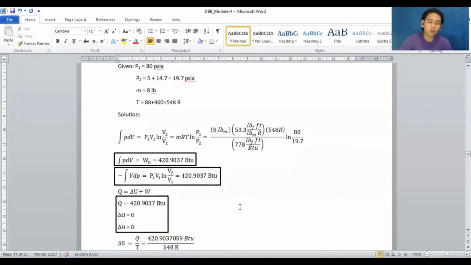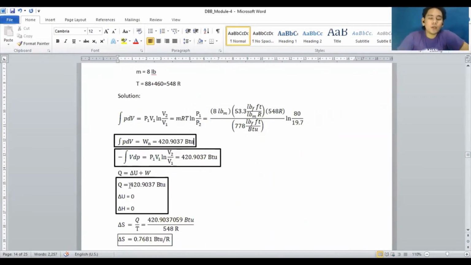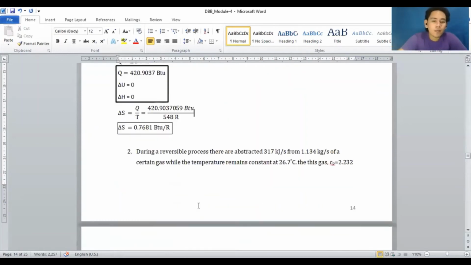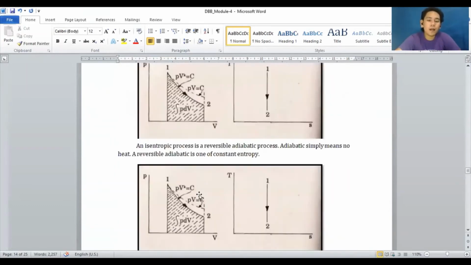So your integration of PdV or your work non-flow equals 420.9037 BTU. Now your Q equals delta U plus W. Since delta U is 0 and delta H is 0, your Q is 420.9037 also, since delta U, mCv delta T, is 0. So all you have left is W, which is 420.9037. Now your delta S is Q over T, 420.9037 all over your temperature, which is constant, 548 Rankine. Please take note that the temperature must always be absolute. It equals 0.7681 BTU per Rankine. And that's it for the isothermal process.